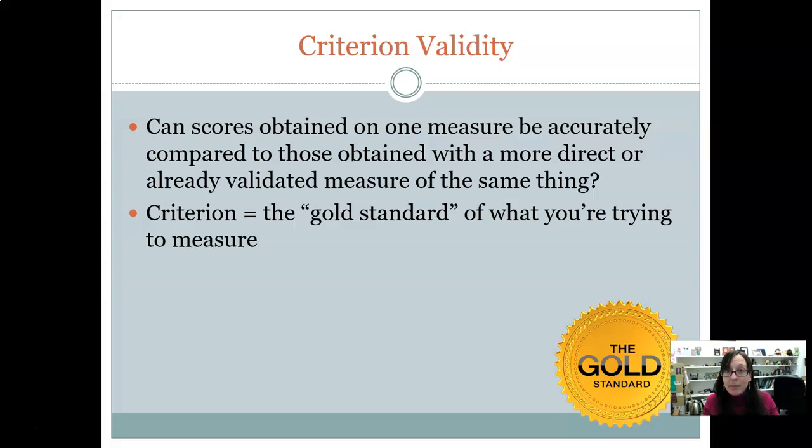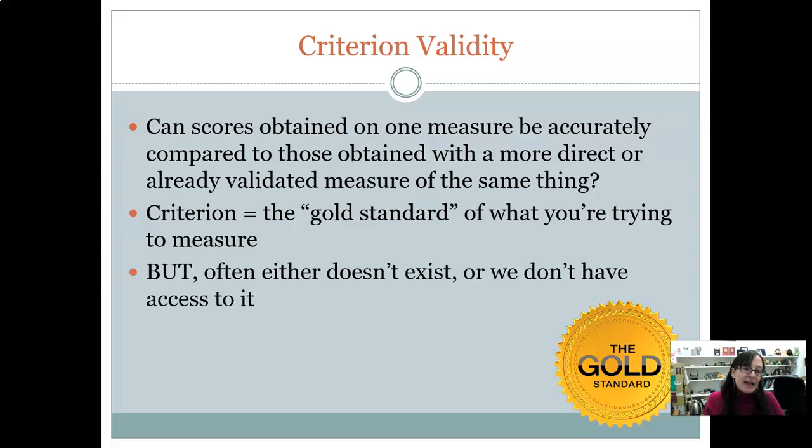And if it lines up, then that validates your measure, which you can then go off and use on its own without having to come back and compare it to the gold standard, which is great when you have the gold standard, but you don't always have it. Relatedly, sometimes there isn't a gold standard. So sometimes you don't have a criterion to compare anything to, or if there is, it's great, but you don't have access to it. So we can't always address criterion validity, but if you can, it's a really good way of validating your measure.